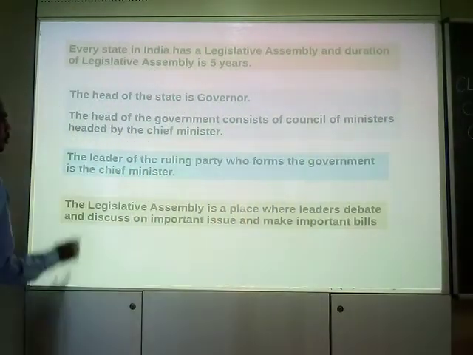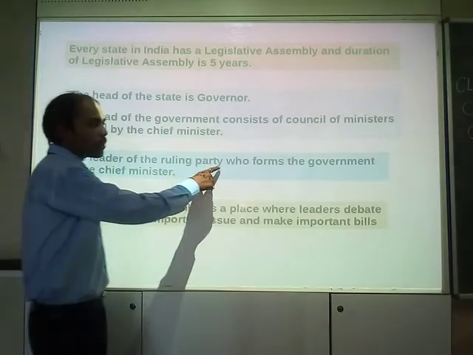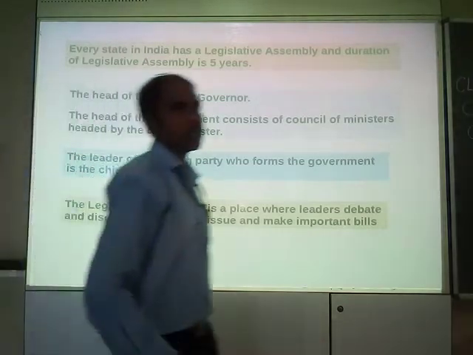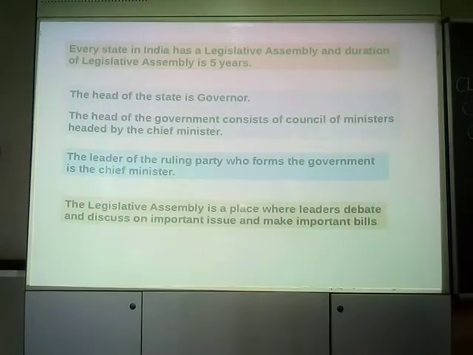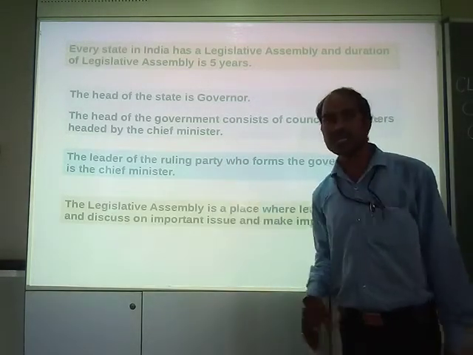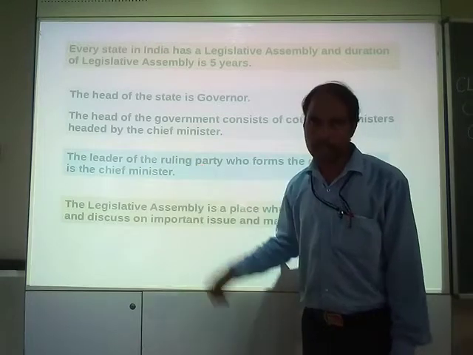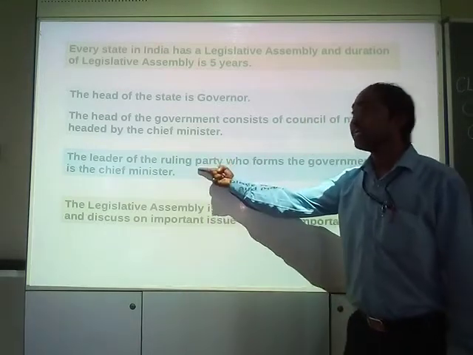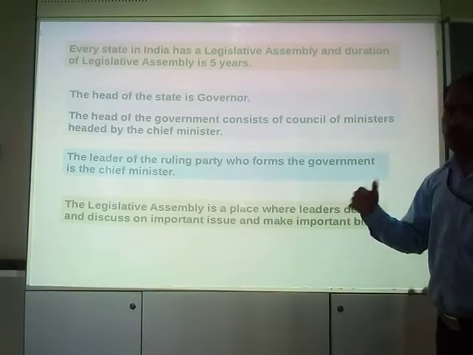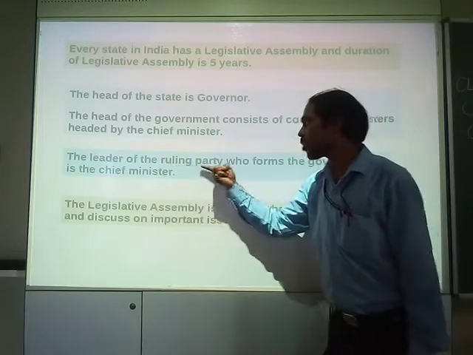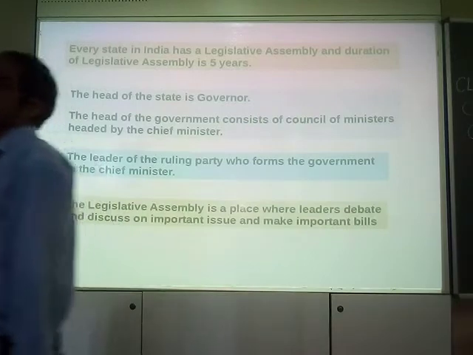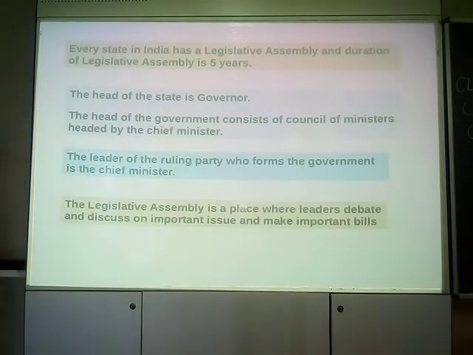Mind you, the leader of the ruling party who forms the government is the chief minister. Suppose the ruling party is Congress, then the leader of the Congress who forms the government is the chief minister. Okay, yes.